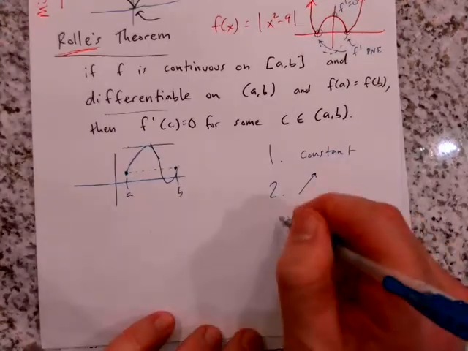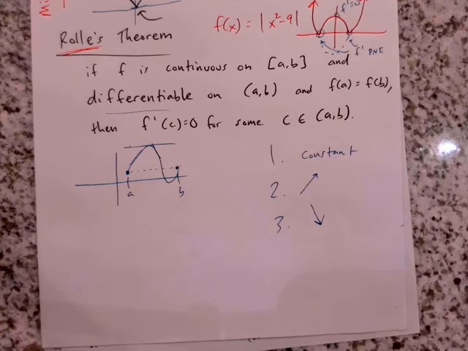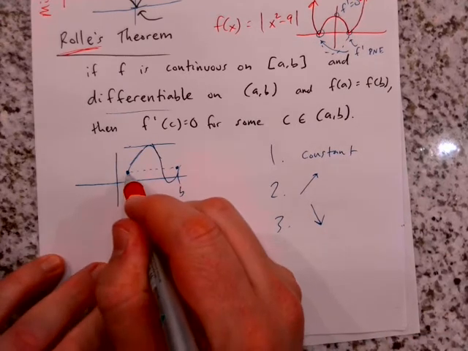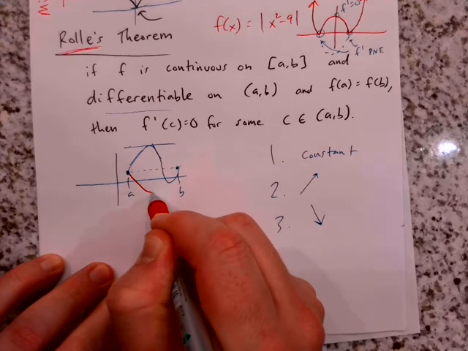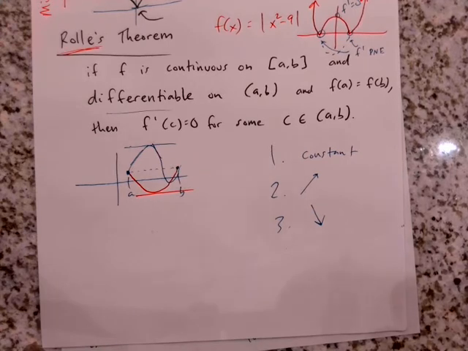And the third possibility to consider when you prove this is that the graph goes down after A, in which case it's got to go back up, and when it does, you have a relative extrema, thus giving you a slope of 0. So that is Rolle's theorem.